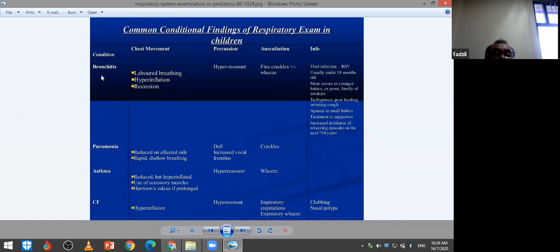In bronchiolitis, for example: laboured breathing, hyperinflation, recession, hyperresonance on percussion, fine crepitations, wheeze, and the history of RSV, infection. In pneumonia: reduced air entry on the affected side, reduced chest movement, rapid shallow breathing, dull percussion, decreased vocal fremitus. You hear crepitations: is it lobar, in one lobe, or generalized as in bronchopneumonia? In asthma: reduced but hyperinflated chest, reduced air movement, using accessory muscles.